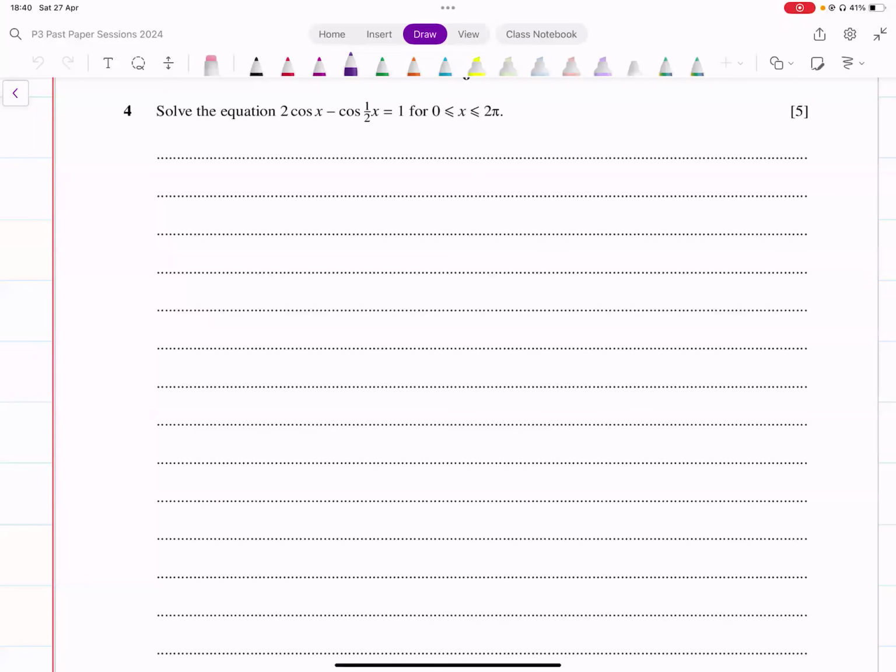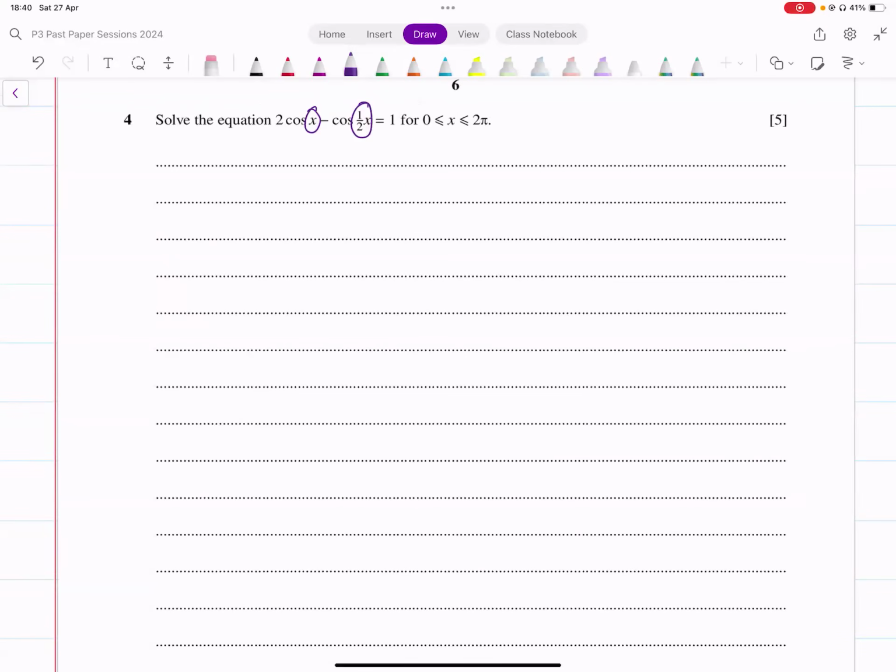Now, how do we do this? You see, you've got 2 different types of angles. Remember, whenever we're solving trigonometric equations, we want one single type of function and one single type of angle. So only one of sine, cos, and tan, and only one type of angle. Now, in both of them, we've got cos. But the problem is that the angles are different. This is half x, this is x, right?